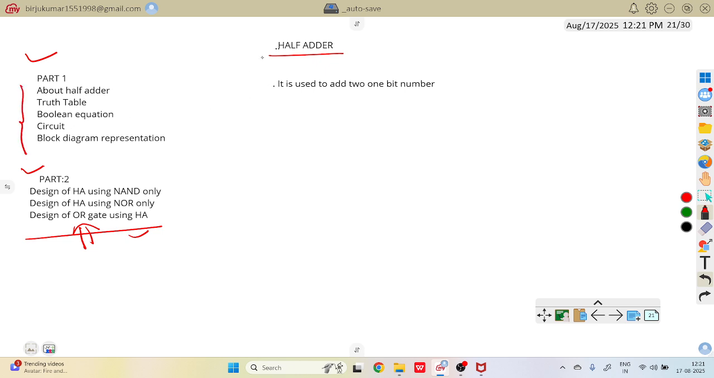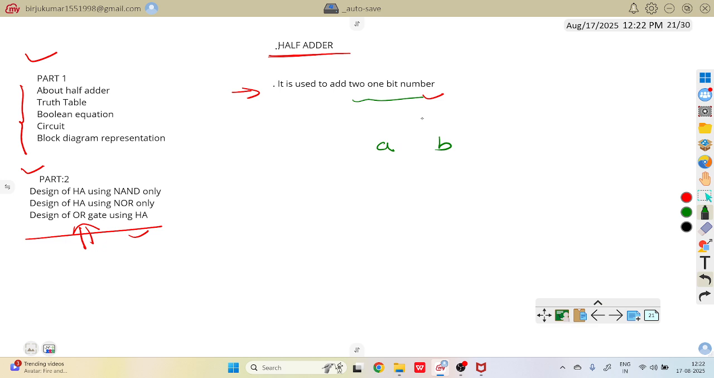Firstly, what is the meaning of the half adder? Mainly it is used to add two one-bit numbers. Suppose we have A and B. A is one bit and B is one bit. So for two bits there are four combinations.